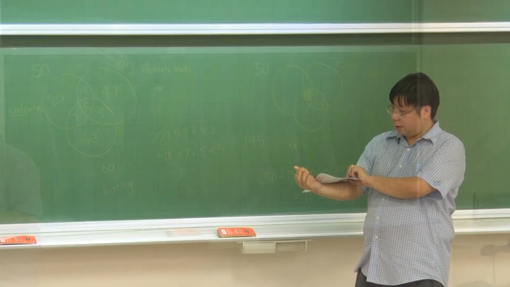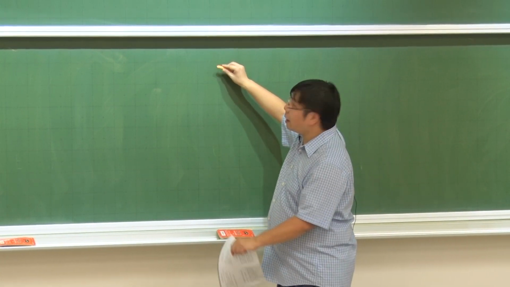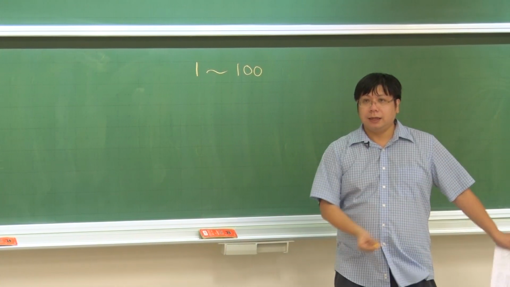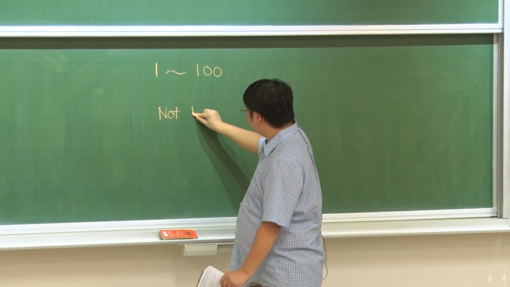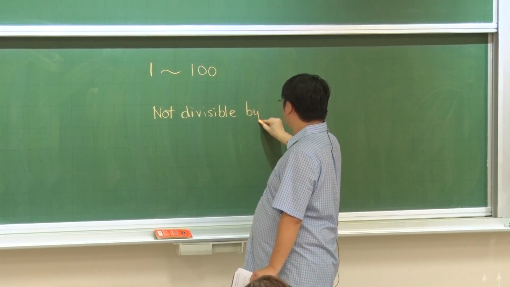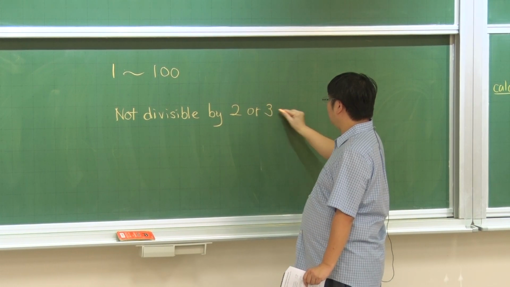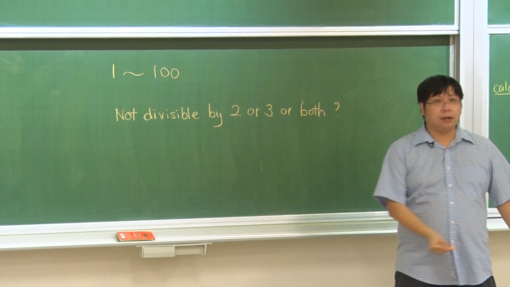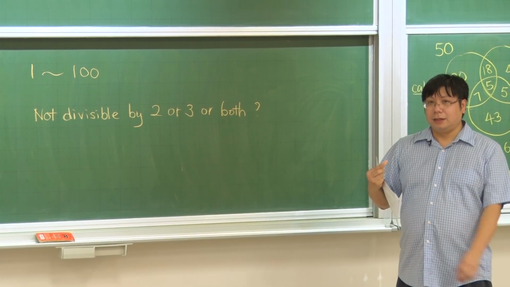an example. Okay, so let's look at this. Among all the integers from 1 to 100, how many of them are not divisible by 2 or 3 or both? How many numbers are not divisible by this number?